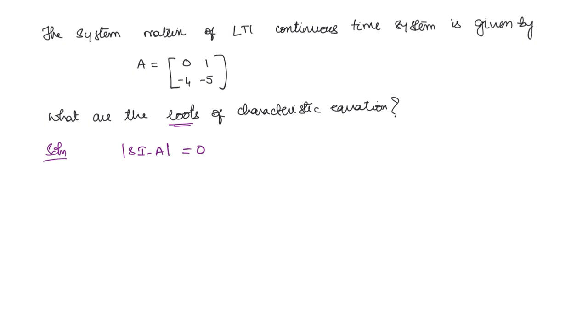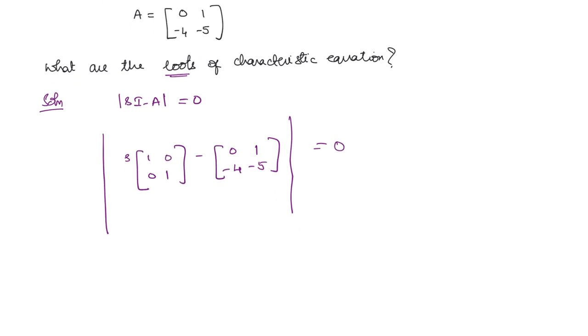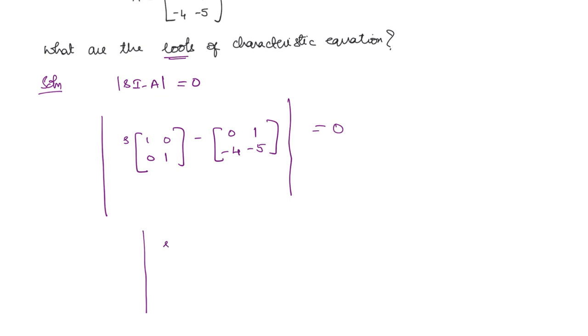So now we have the matrix A, right? So what will be sI? I will have the same order as matrix A. This is 2 into 2, so I will also be 2 into 2. So determinant of s into I, which is [1, 0; 0, 1], minus A, which is [0, 1; -4, -5]. First you have to subtract this and then find the determinant of the resulting matrix. So what will be the resulting matrix you are going to get? [s minus 1; 4, s plus 5]. This is equal to 0.